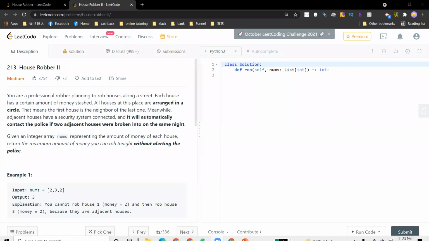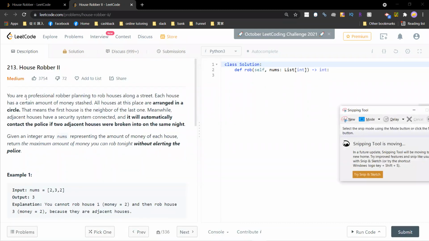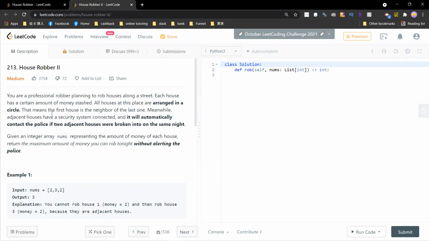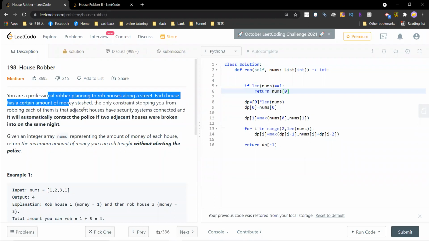Okay, welcome guys. Today let's solve this LeetCode problem, House Robber 2. Basically the same strategy, the same question, close to the previous one called House Robber. If you haven't seen it, I will post the link below so you can go see the answer.